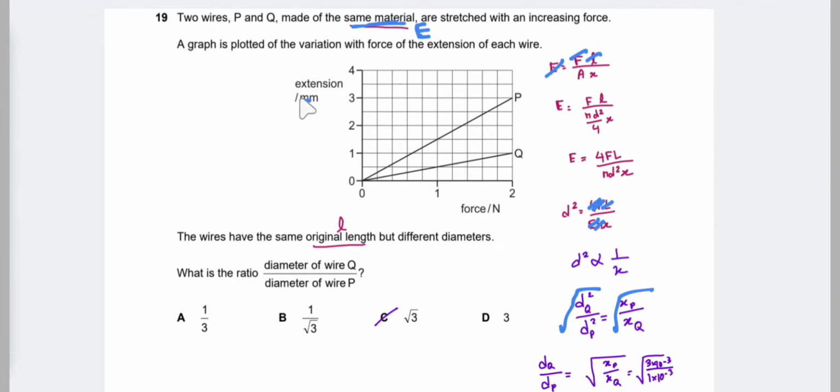We need to convert extension in terms of meter, but as it is the ratio, the units would cancel. So whether we convert to meter or millimeter, it would be the same. So extension of p is 3 and the extension of q is 1. So the diameter of q by diameter of p comes to root over 3.